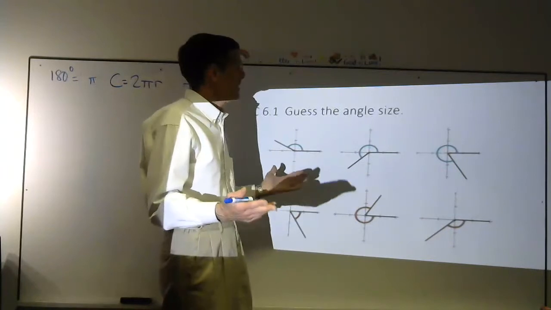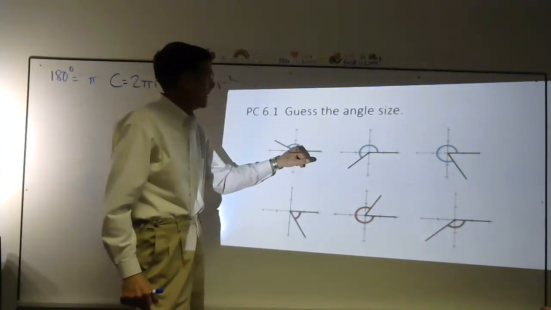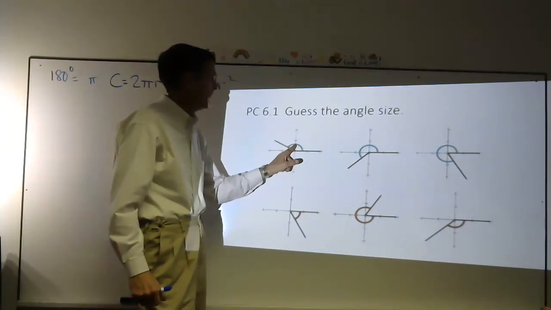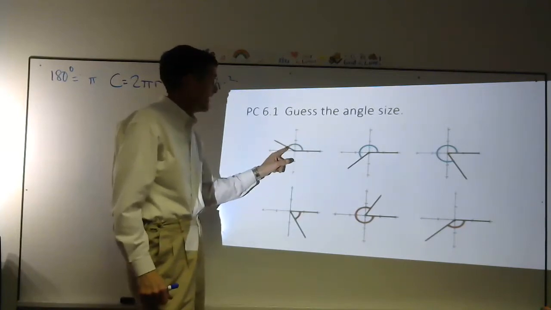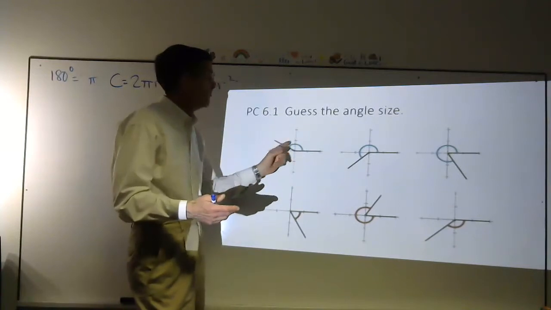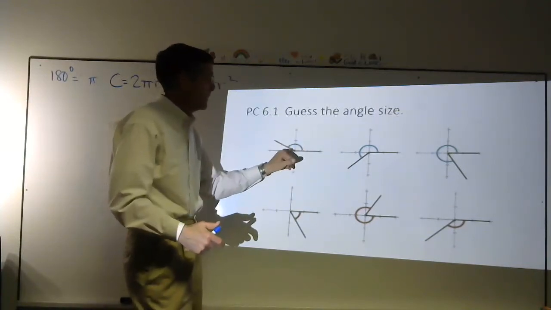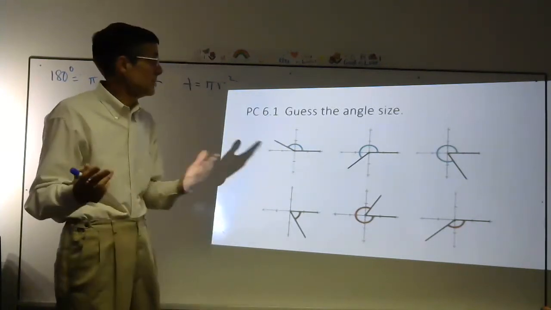Can you guess at the angle size? For instance, here, we start here, there's 90. When you do one quadrant, that's 90, and that looks like it's a little bit more than half. Half of 90 is 45, plus 90 would be 135. That looks like it's more than half. I'm going to guess like 150, maybe.